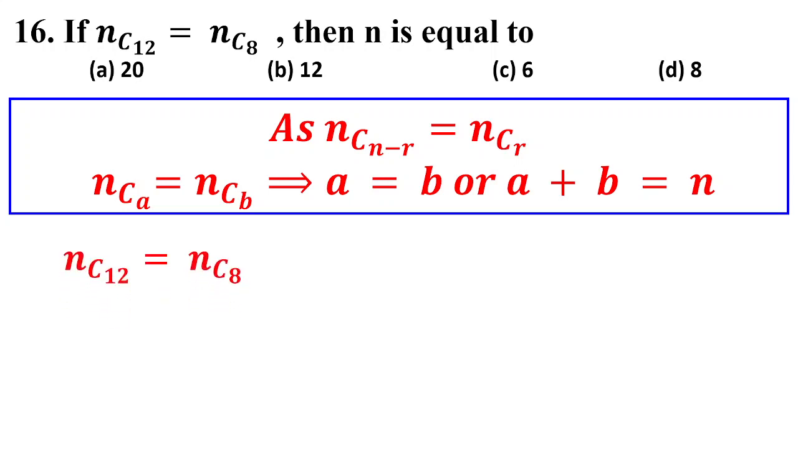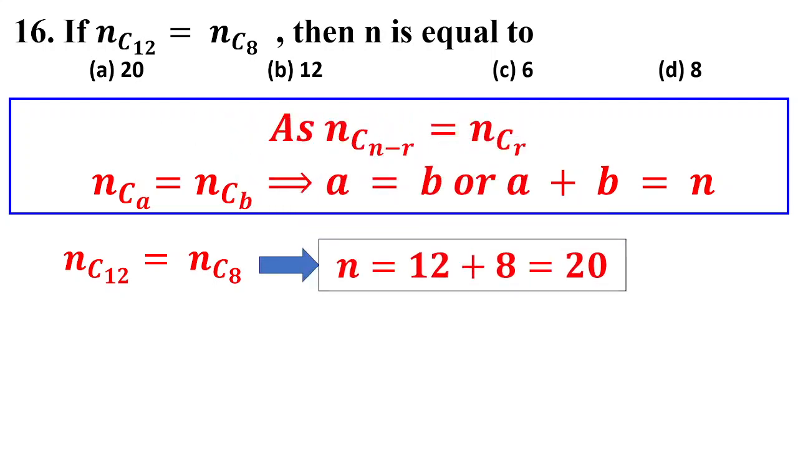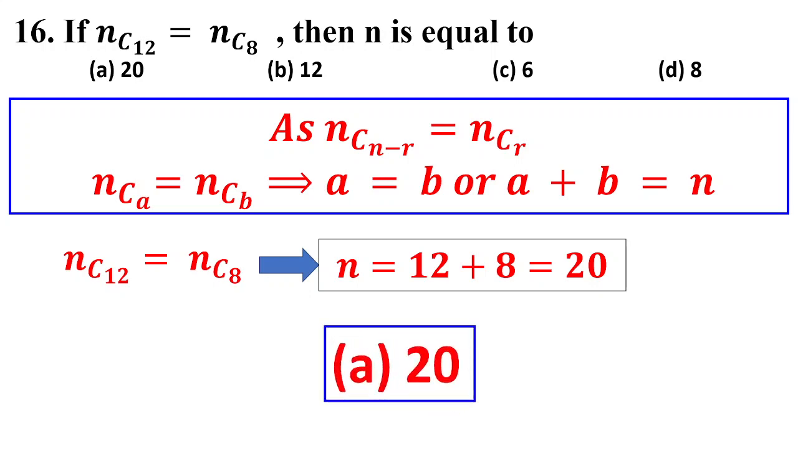nC12 is equal to nC8, 12 and 8 are not equal. Therefore, you should get n is equal to 12 plus 8. Therefore, the answer is 20. Therefore, the answer for this question is option A, 20.